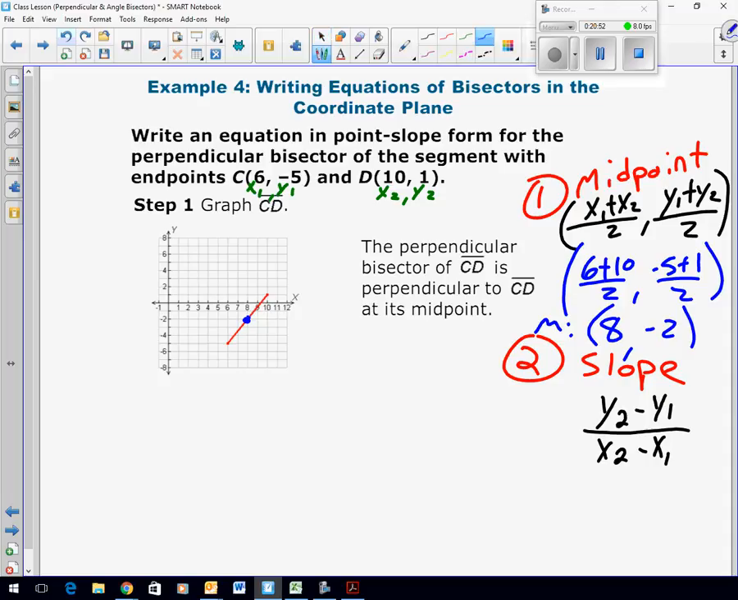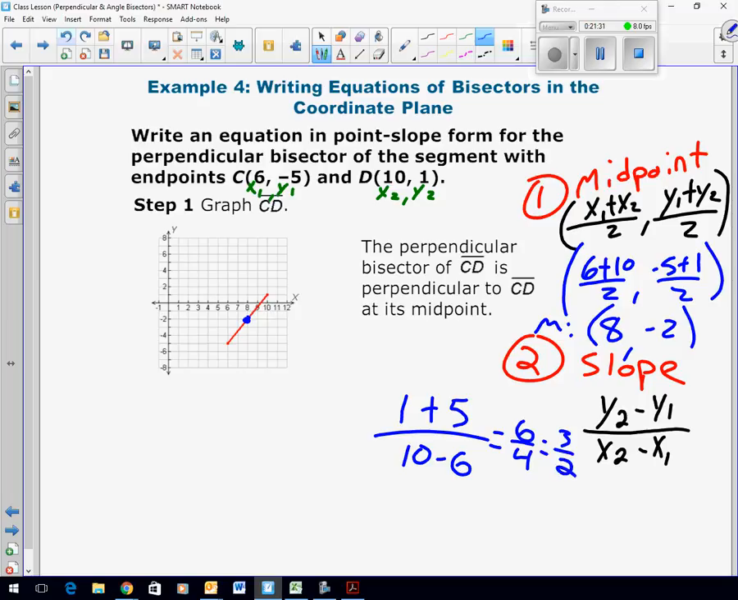y2, 1 minus y1, negative 5. Whoa! 1 minus negative 5. What do we do? Add 5, right? 1 plus 5 over x2, 10 minus x1, 6. Good. 6 over 4, correct? If we wanted to simplify that fraction, what does it become? 3 over 2. It becomes 3 over 2.